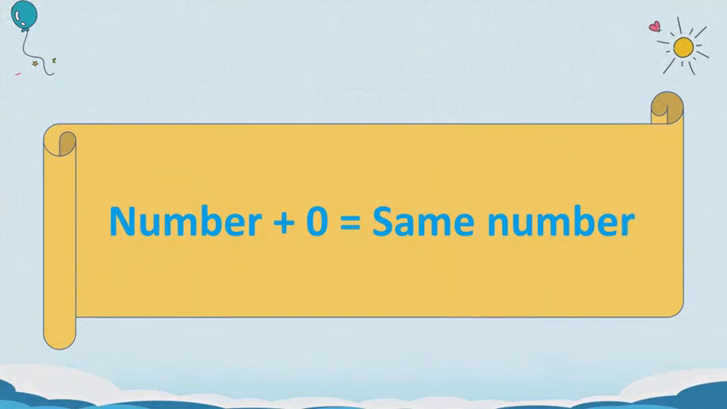This is a very important note. Please note down that always remember that number plus 0 is equal to the same number. For example, 1 plus 0 will always be equal to 1. 2 plus 0 is equal to 2. 3 plus 0 is equal to 3. 4 plus 0 is equal to 4, and so on. Always remember, number plus 0 is equal to the same number.